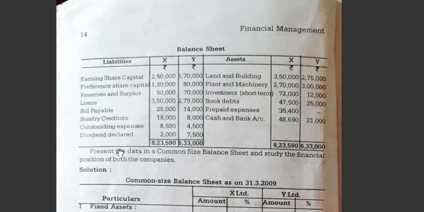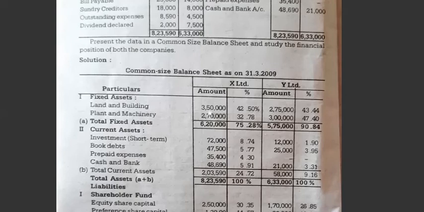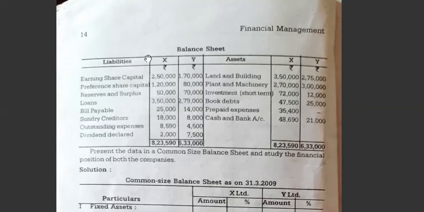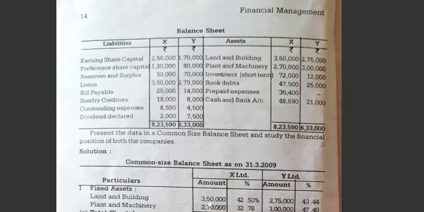They have told you to present the data in the common size balance sheet form and study the financial position of both the companies. There are two companies given in the problem, X and Y. Now let us see how to calculate this. First you have to write the heading: common size balance sheet as on 31/3/2009, the date given in the beginning.